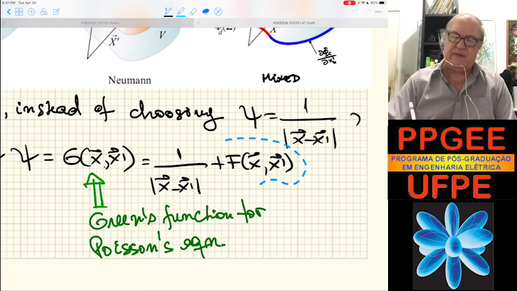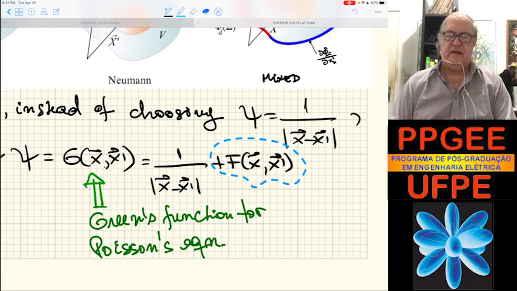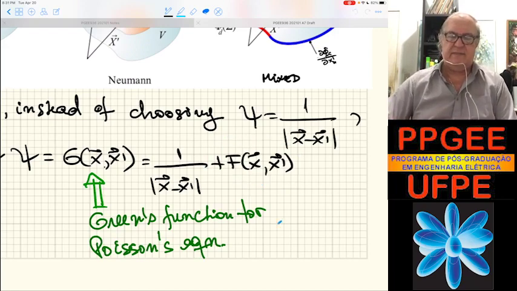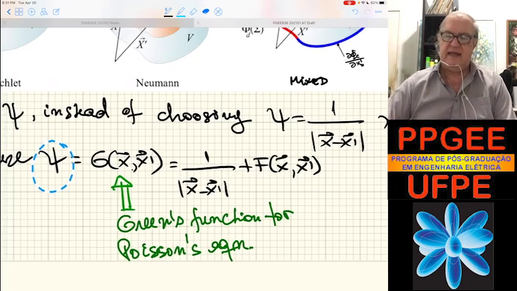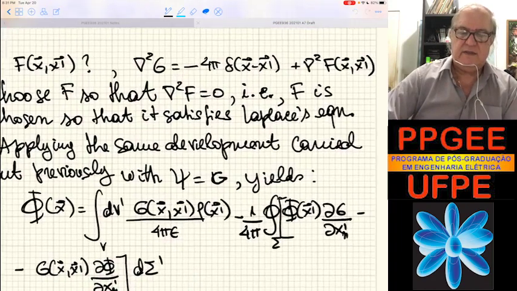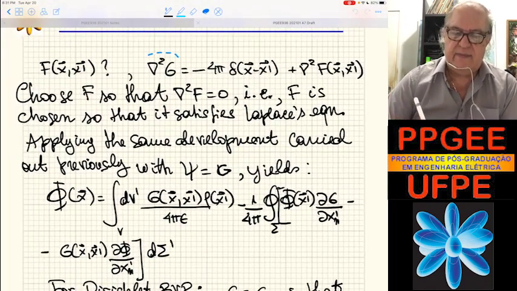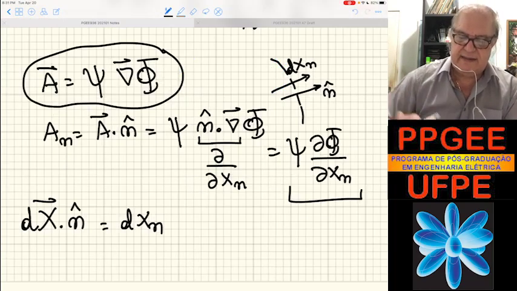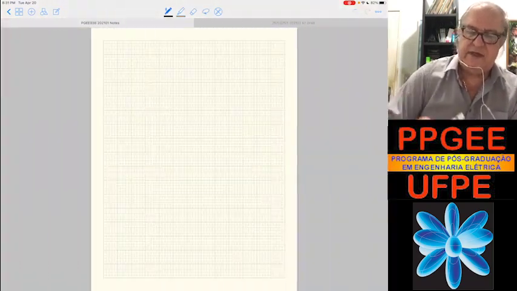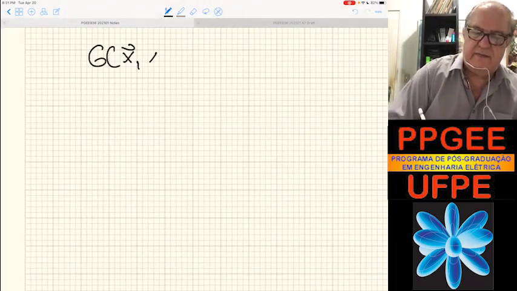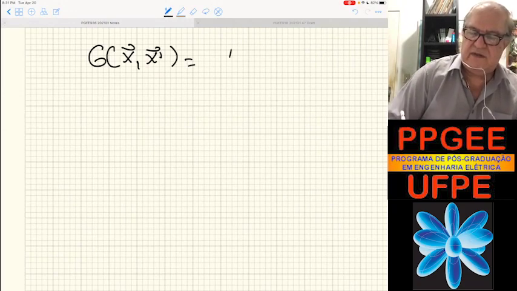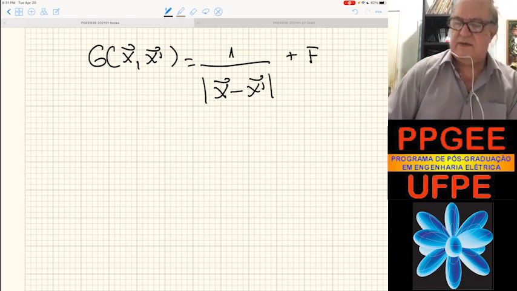Well, what type of property do we have for f? Well, the property is that the Laplacian of phi equals minus 4 pi delta. It has to come out from that. So let's see what it is. So Laplacian of g is minus 4 pi delta. So what's the Laplacian of g? I mean, if I have a g, right? G of x prime equals the inverse function plus a second function.